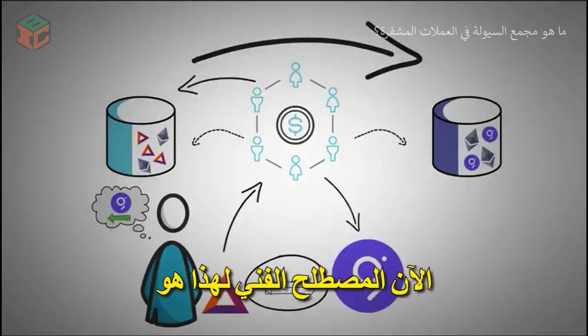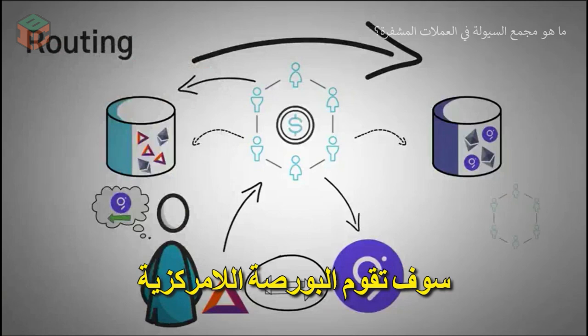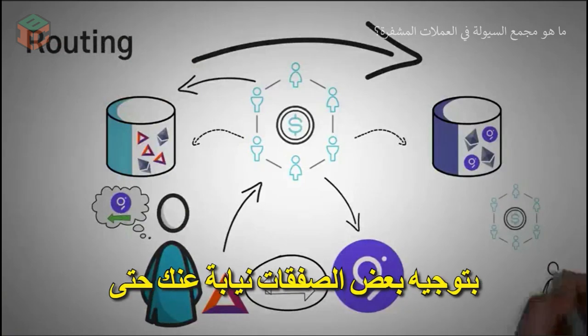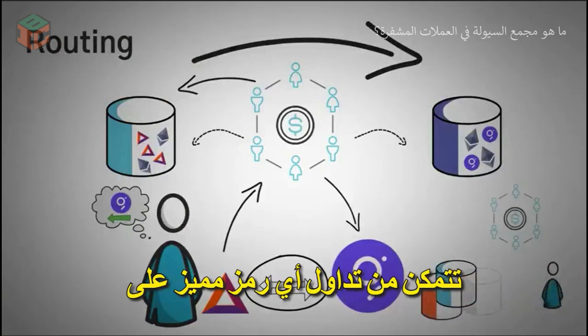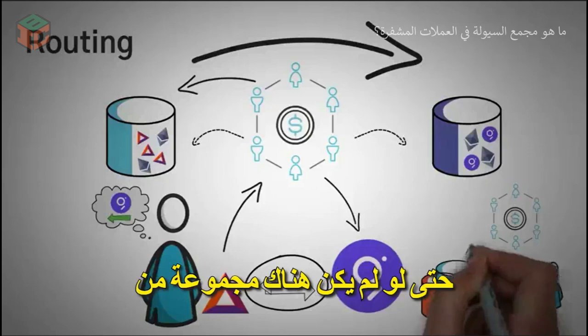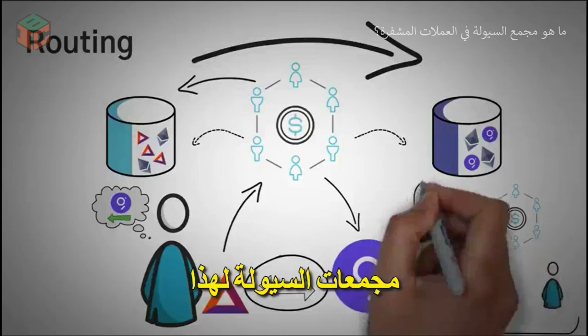Now, the technical term for this is routing, and it's very powerful. The decentralized exchange will route some trades for you so that you can essentially trade any token on their platform for any other token, even if there aren't a bunch of liquidity pools for that token.